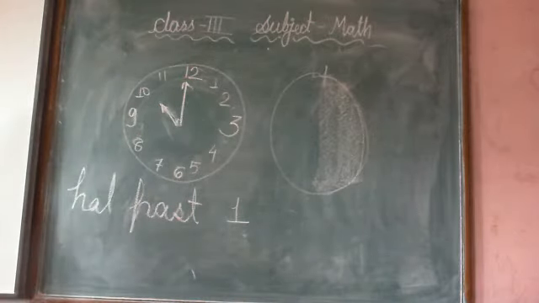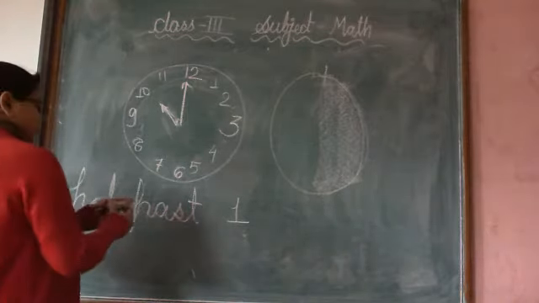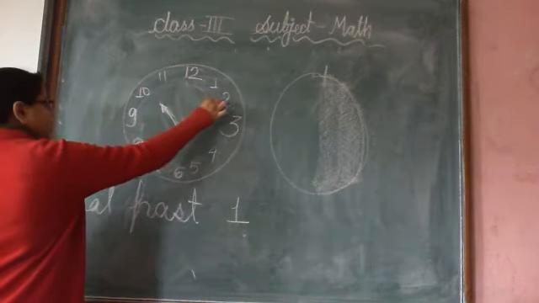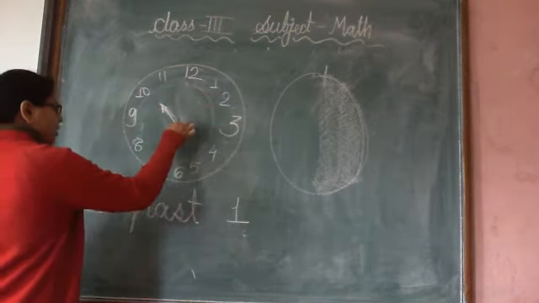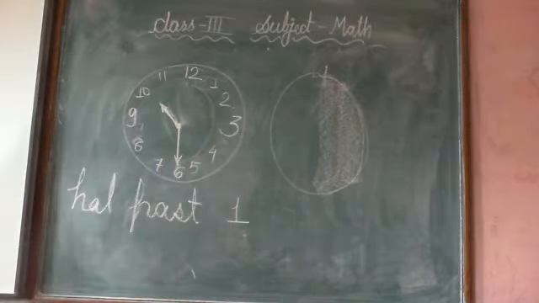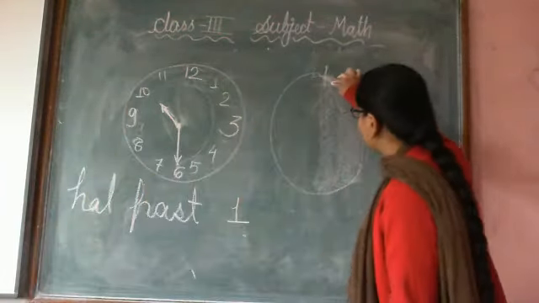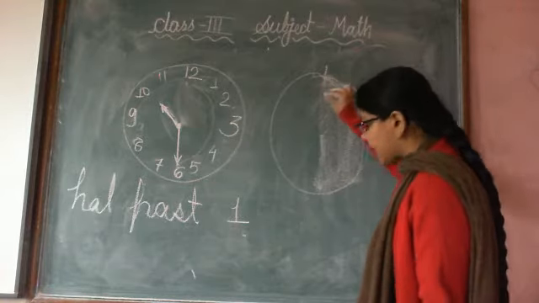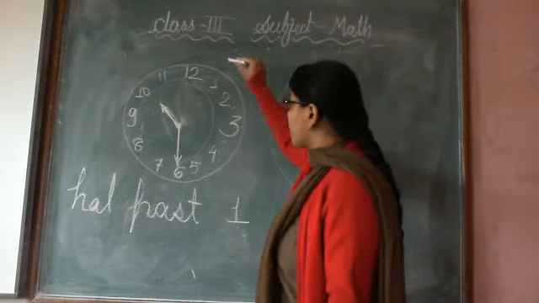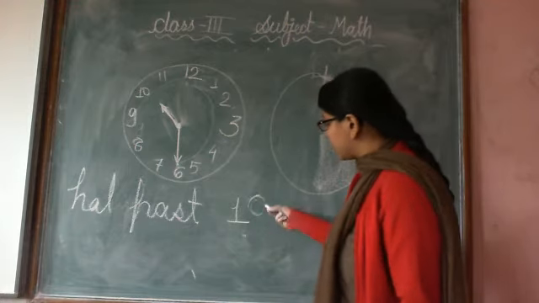Now what is the time, students? 10 o'clock. Now the minute hand started moving and now here it is. Now can you tell me the time? See students, the minute hand started moving from 12 and is it now at 6. So the minute hand has covered half part of the circle. So half past 10. Half past 10.